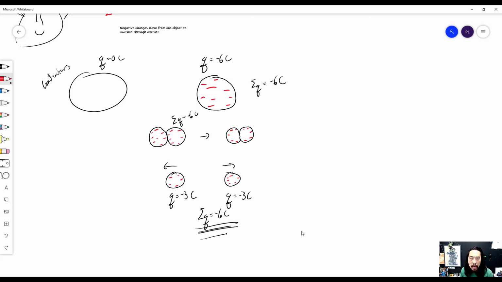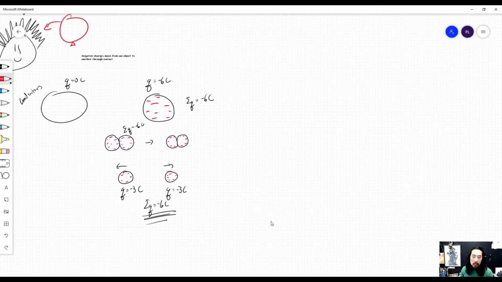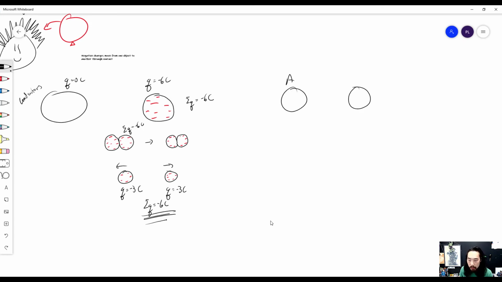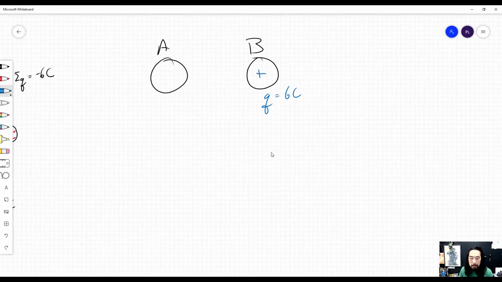Alrighty? And for this one, remember I showcased how the negative charges moved. If these were both positive objects, or if one of them was a positive object, it'll be as redistributed as possible, but only the negative charges will move, and we're about to showcase that. All right, so in order to make things a little bit faster, I'm going to call the one on the left A and the one on the right B. So let's say the one on the right is a positive source, and let's just choose 6 again. So this is 6 coulombs, okay?